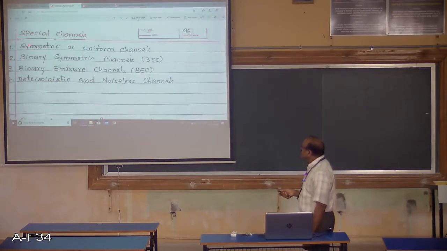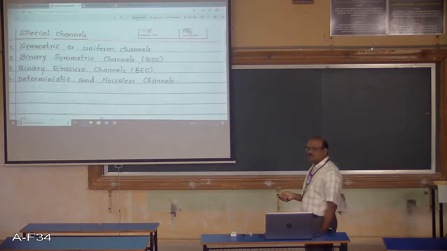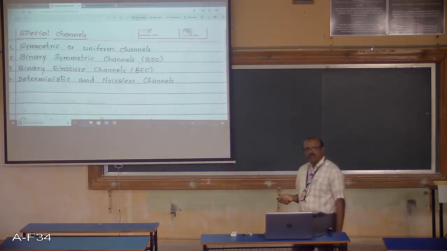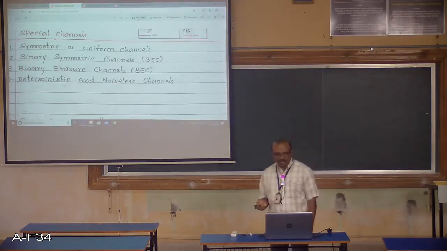One is that the channel can be symmetric, or we can say it is a uniform channel. If the number of input and output symbols is 2, then we call this symmetric channel a binary symmetric channel. Then there is the binary erasure channel, BEC, and the deterministic and noiseless channel. So depending on the behavior of the channel, a channel can be put into one of these 4 categories.